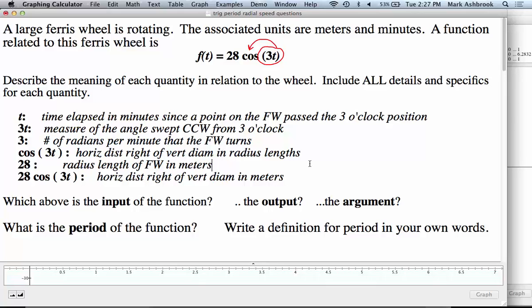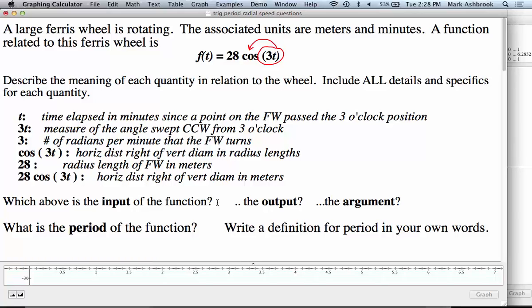Okay, what's the input of the function? t. What's the output? Which one of these six is the output? The last one, 28 cosine, the horizontal distance right of the vertical diameter. Which of these is the argument? 3t. The argument is always going to be the measure of the angle because it's always the input into cosine.